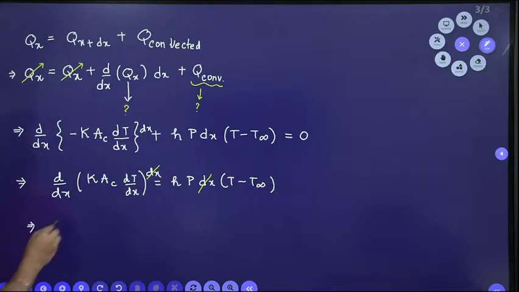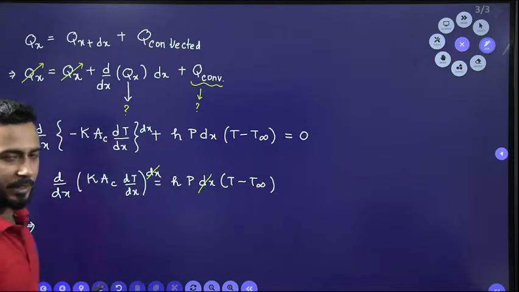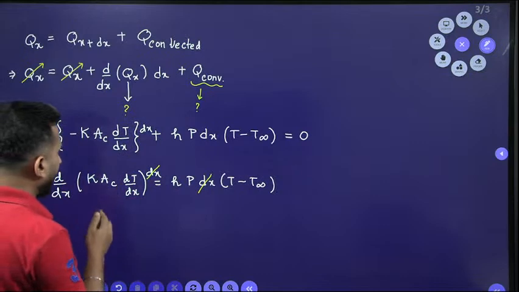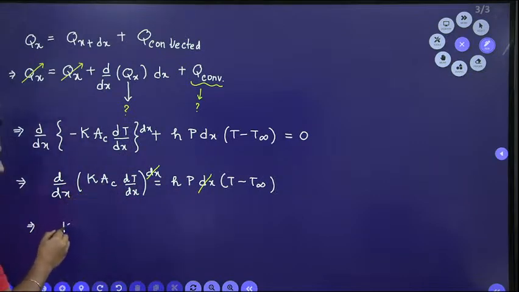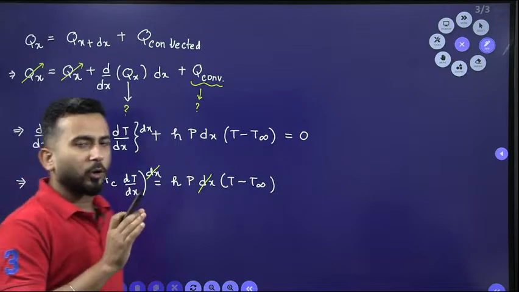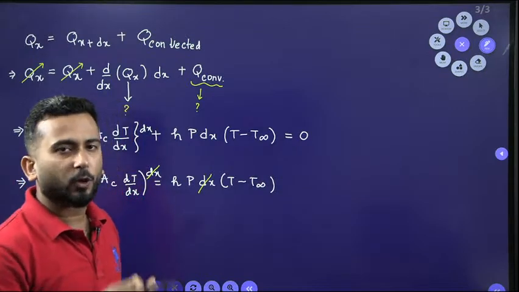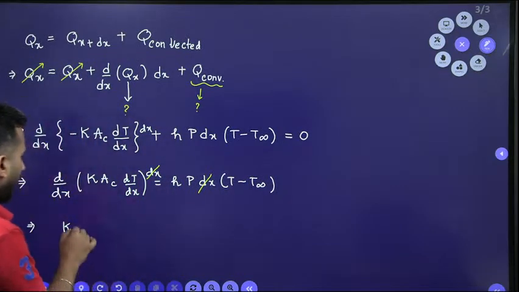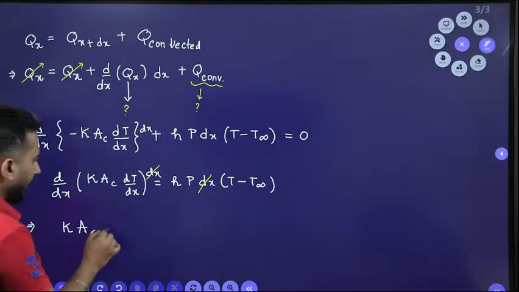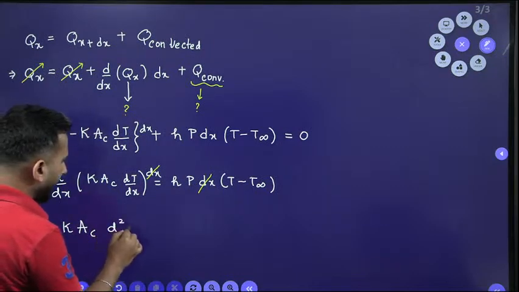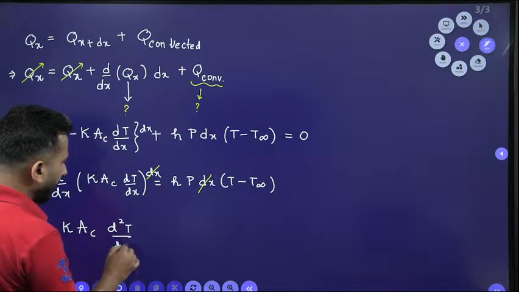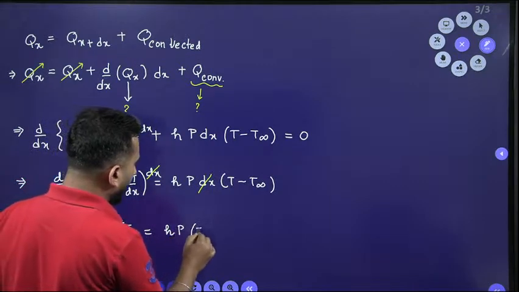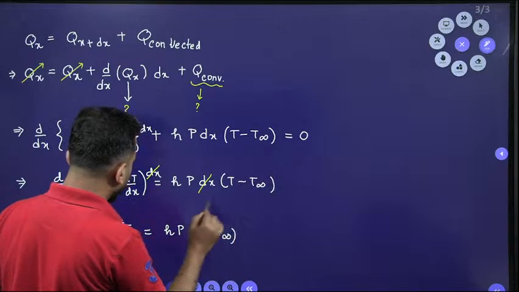Now I will assume that k is independent of temperature. K of the material remains constant, k is independent of temperature or distance, and A C also I am assuming to be constant. I am assuming that the cross sectional area remains constant, and k is also independent of temperature. So k A C I am taking it out, and then I can write this as d2T by dx square is equal to h P, and this is T minus T infinity, right?